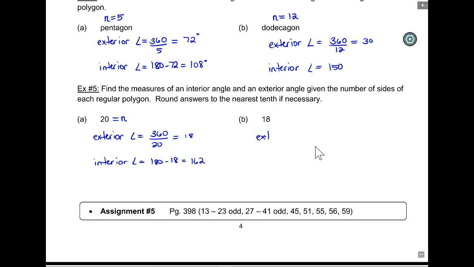Here, 18 sides, my exterior angle is 360 divided by 18, so I get 20. And then my interior angle, I get 180 minus 20 is 160.